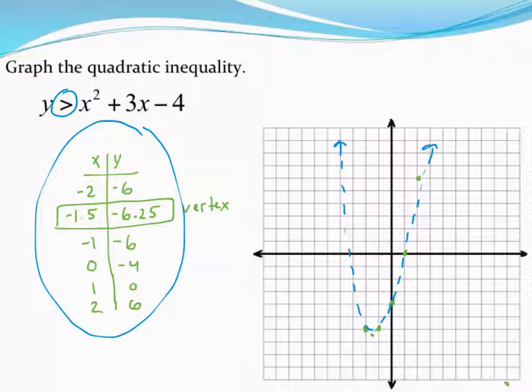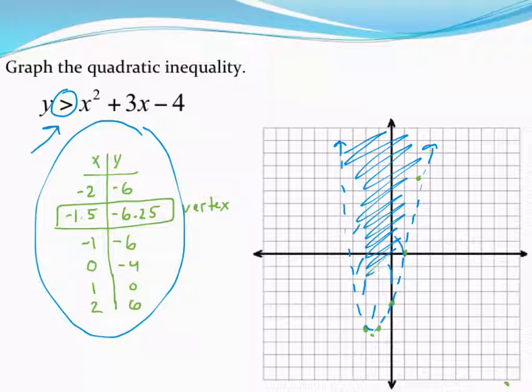And then finally for your shading, we're again going to follow the rules we've done in the past. This time it says to shade above, greater than. Greater than means up above. So putting your pen or pencil on the parabola, if you were to draw straight up from the parabola, no matter where you start from, you're going to end up being sort of inside the parabola. So this time our solution to this inequality are all the points that are inside of the parabola.